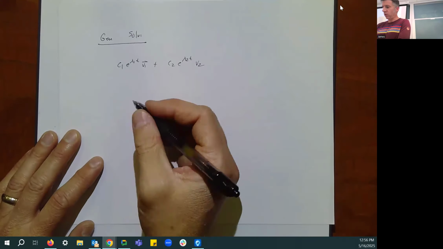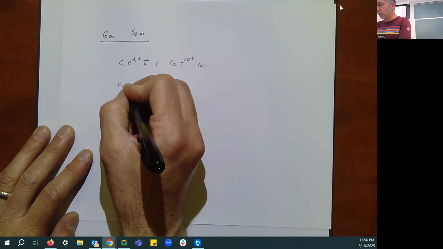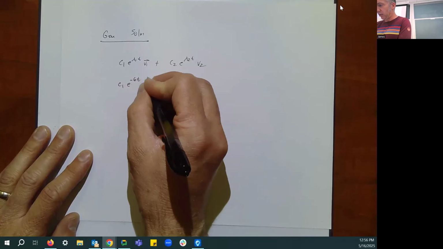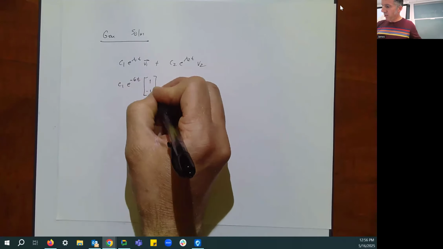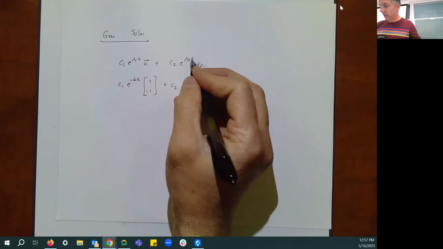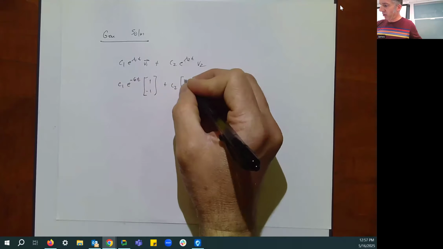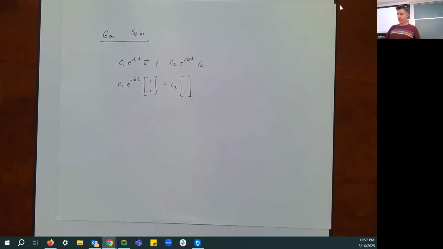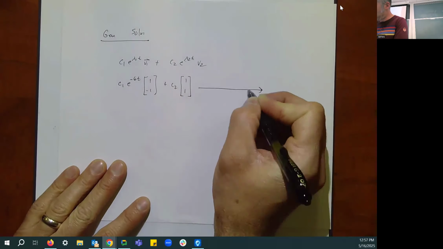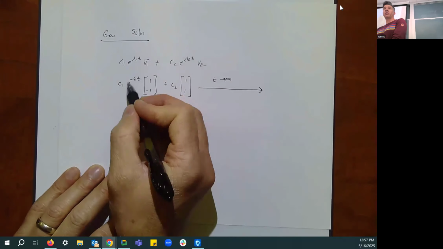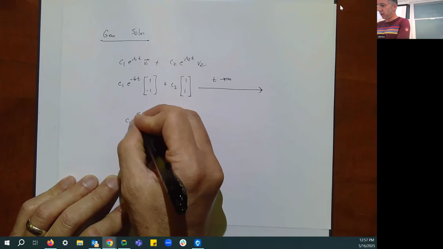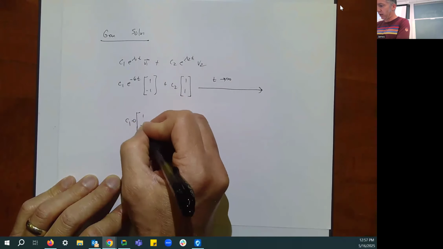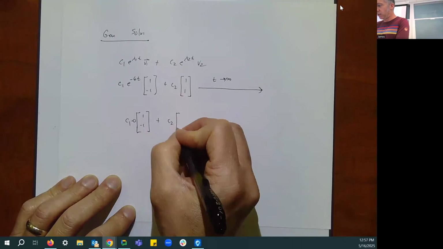So let's say that lambda 1 is -6. So I'm going to have C1 e to the -6t times my eigenvector for -6, which was, I think, (1, -1), plus C2 e to the 0 times t, which is 1, times the other eigenvector, which was (1, 1). Now, if we let t go to infinity, that part's going to go to 0 because e to the negative infinity gets really super small. So we're going to get C1 times 0. So this part doesn't matter. I shouldn't be writing it. Plus C2 times (1, 1).